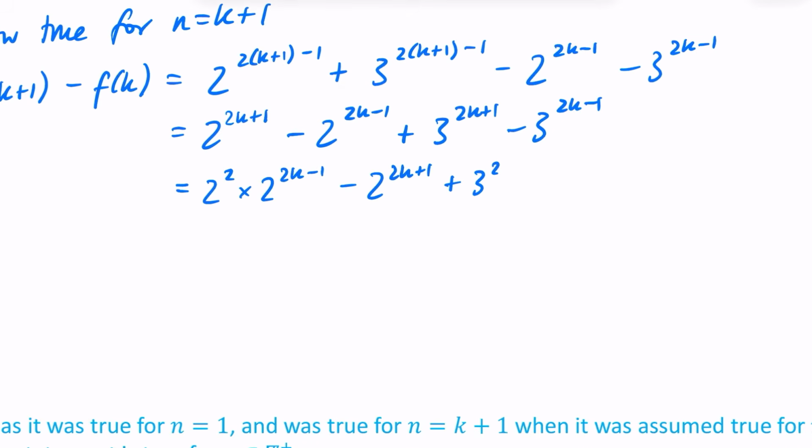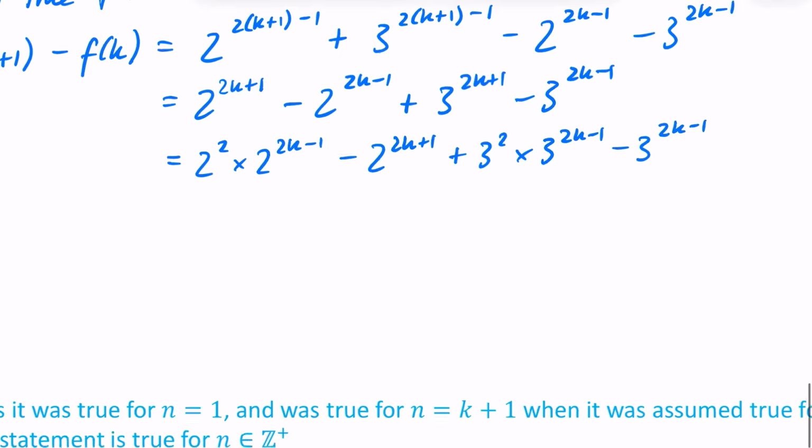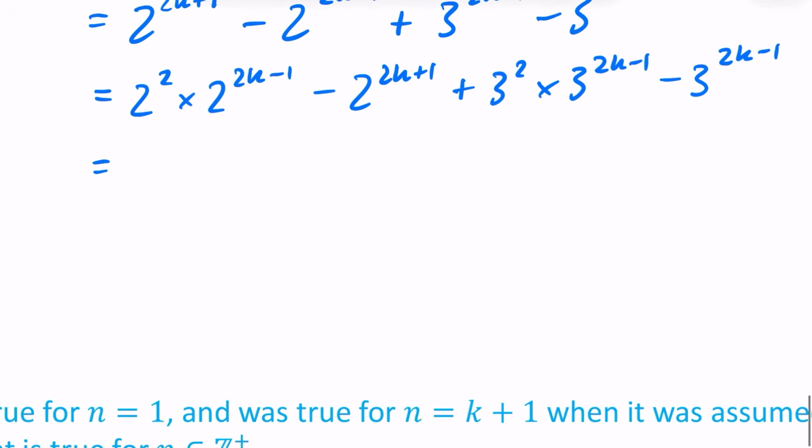We're going to have 3 squared times 3 to the power of 2k minus 1, minus 3 times 2 to the power of k minus 1. Now, there's lots of different ways of thinking about this. Probably the easiest way to see this is that we have a common factor of 2 to the power of 2k minus 1. So if I factor out 2 to the power of 2k minus 1, we then have a 2 squared minus 1.